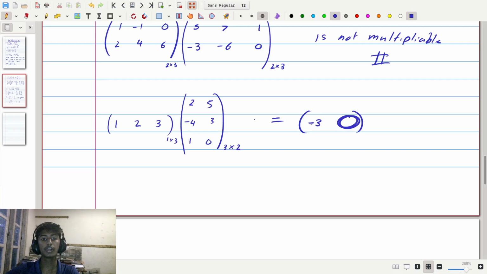For this element, we're going to multiply this row by this column, which is going to be 1 times 5, which is 5. 2 times 3, which is 6. And 3 times 0, which is 0. So we have 5 plus 6, which is 11. And therefore the element here is 11.